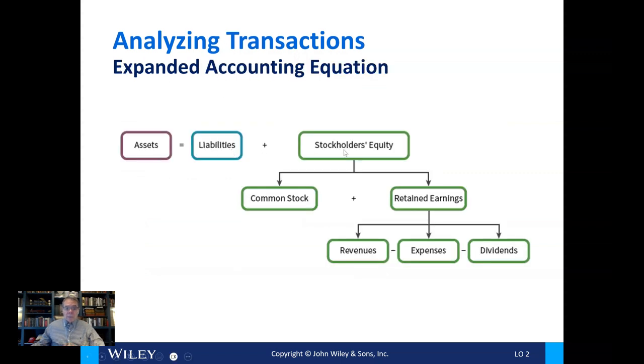Assets again equal liabilities plus shareholder equity. Retained earnings is under shareholder equity, as you've seen. So stockholders' equity again consists of common stock plus retained earnings. So retained earnings are increased by revenues, decreased by expenses, and decreased by dividends, because again, it represents the amount of profit that you're keeping in the business.